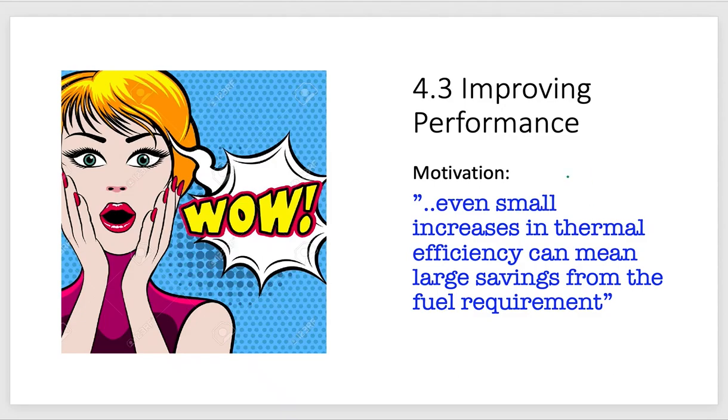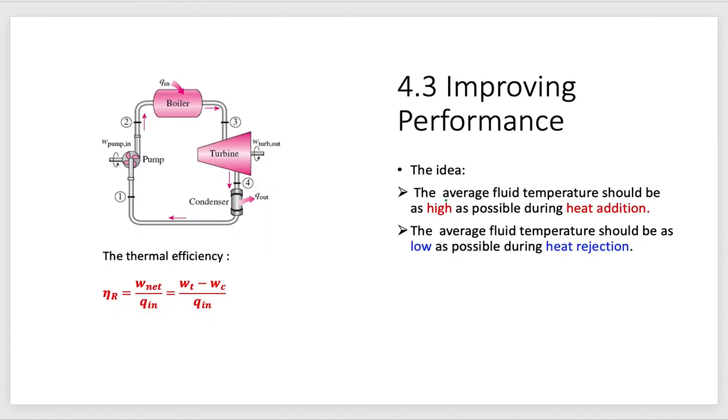In my previous lecture, I already discussed with all of you about improving performance of the Rankine cycle. The motivation is that even a small increase in thermal efficiency can mean large savings from the fuel requirement. And the idea of this motivation is that the average fluid temperature should be as high as possible during heat addition in a boiler, and the average fluid temperature should be as low as possible during heat rejection in a condenser.